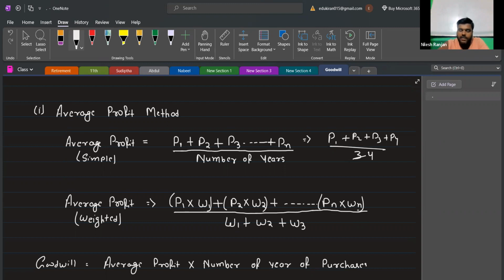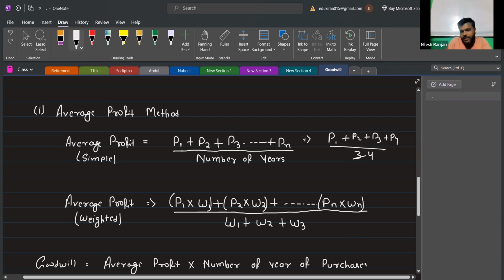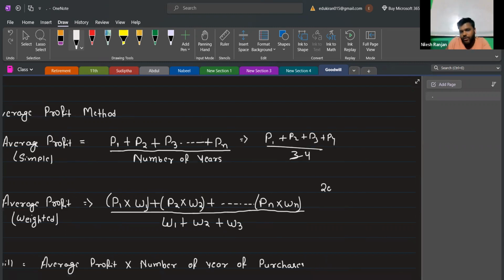So we assign weight in ascending order. We assign 1 to the old years, the previous years, and we assign the higher number to the latest years. Let's say the information provided is 2018, 2019, 2020, so these 3 years of profit are given. We assign 1 to 2018, 2 to 2019, and 3 to 2020. So the higher number is assigned to the latest years.